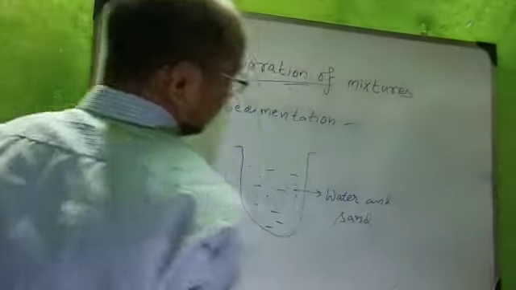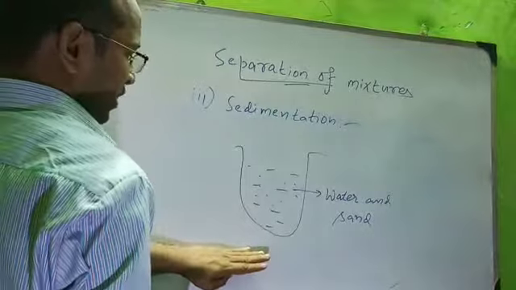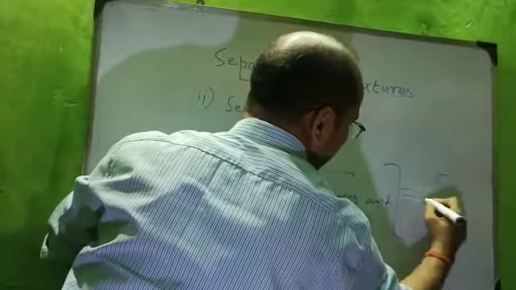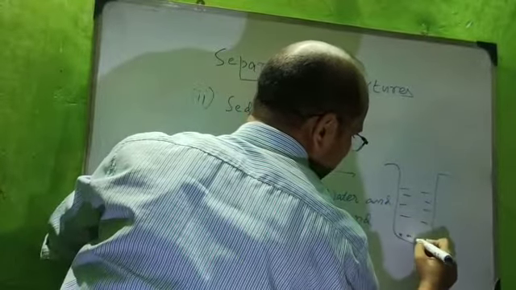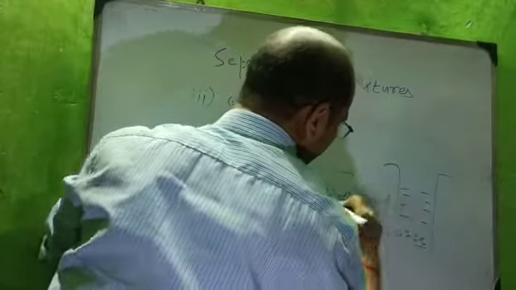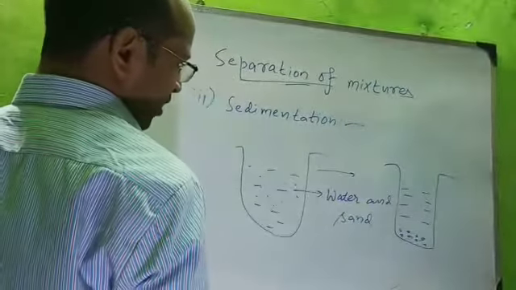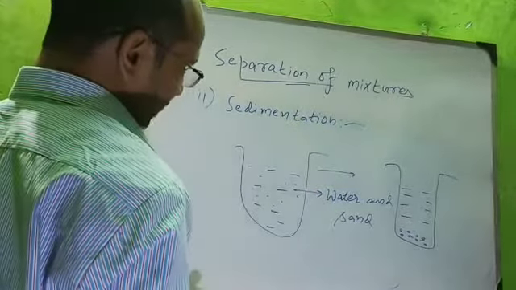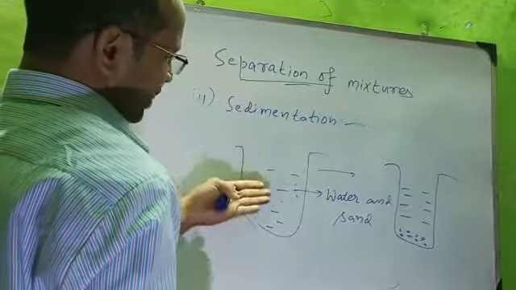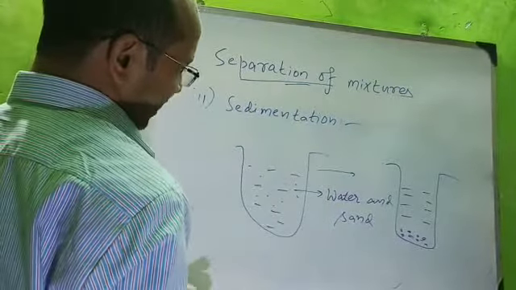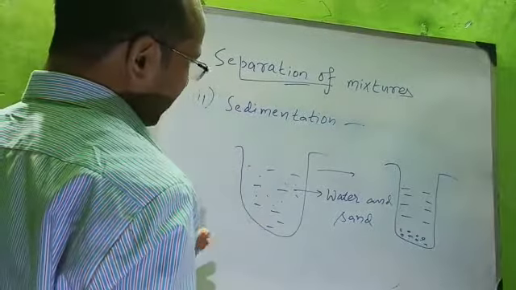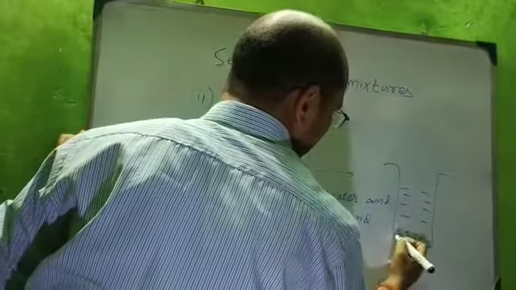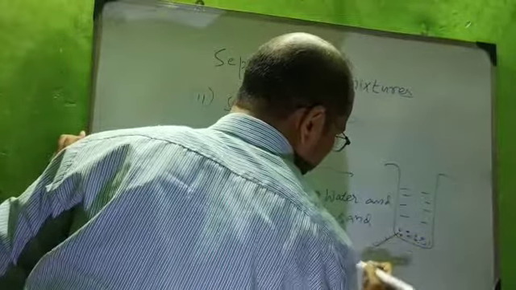If we leave it undisturbed for some time, what will happen? After some time, we'll see that the water will be above and the sand particles will be settled down here. It may take around 1 hour. This process is called sedimentation. Sedimentation is a process in which we keep a mixture of a solid and a liquid, generally an insoluble particle in the liquid, undisturbed for some time, and that insoluble particle will settle down.